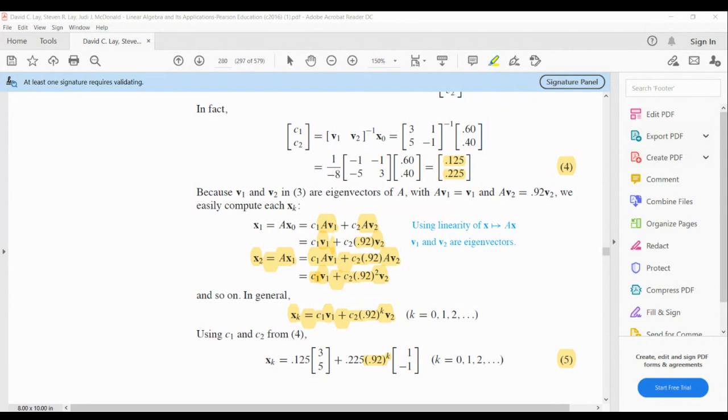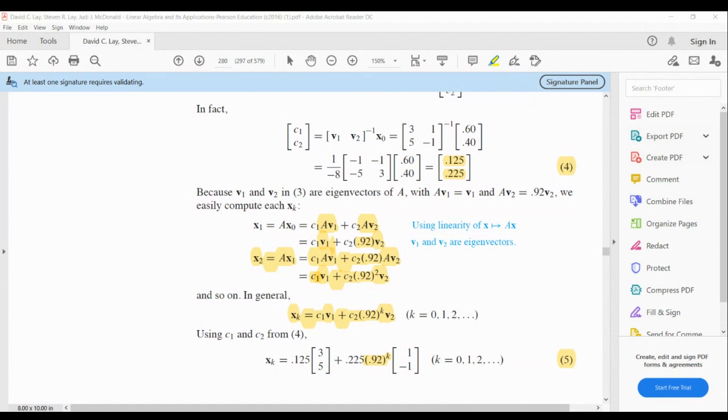Yeah, a number extremely close to 0, okay? So the point is, this factor, 0.9 to the kth power, goes to 0 as k goes to infinity. So what you're left with then is 0.125 times the vector 3, 5. And that's what you're left with. Okay, but let's make sure I'd like to have a few more people comfortable with this.